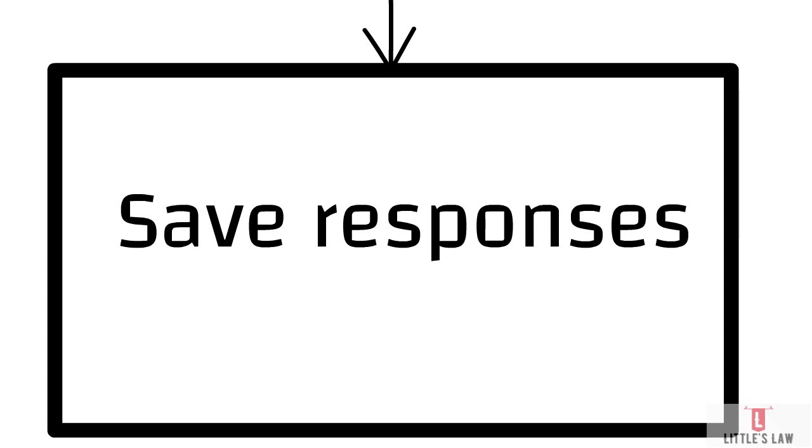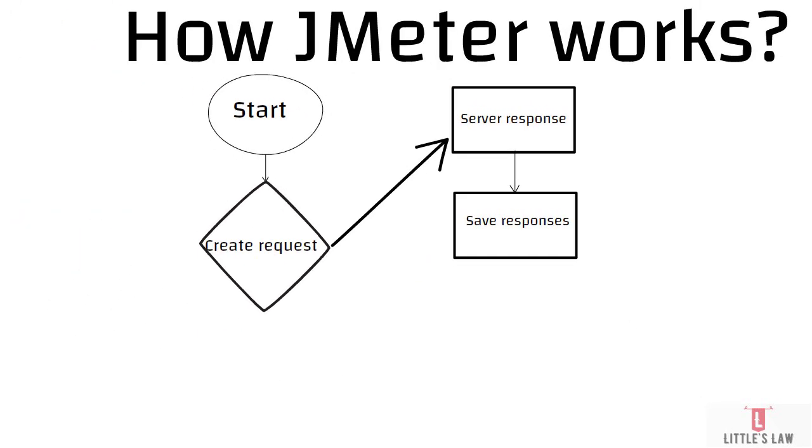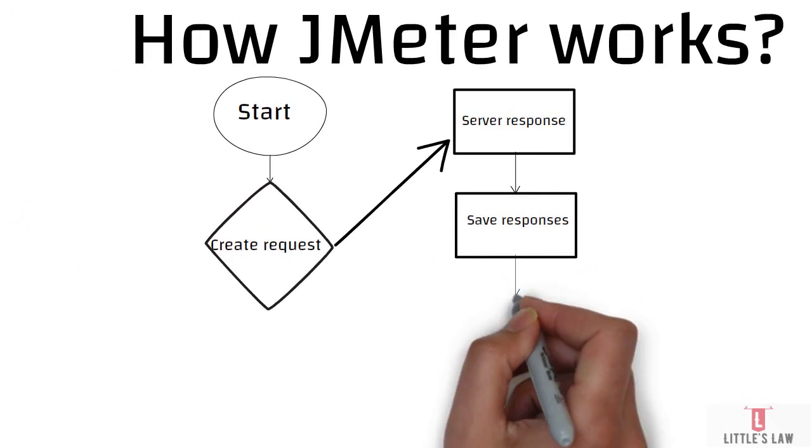So JMeter gathers the response codes as well, which we call the HTTP status code, the response size, that is the amount of data in bytes, kilobytes, or megabytes, and any other associated headers along with the response. And moving on to step 5.